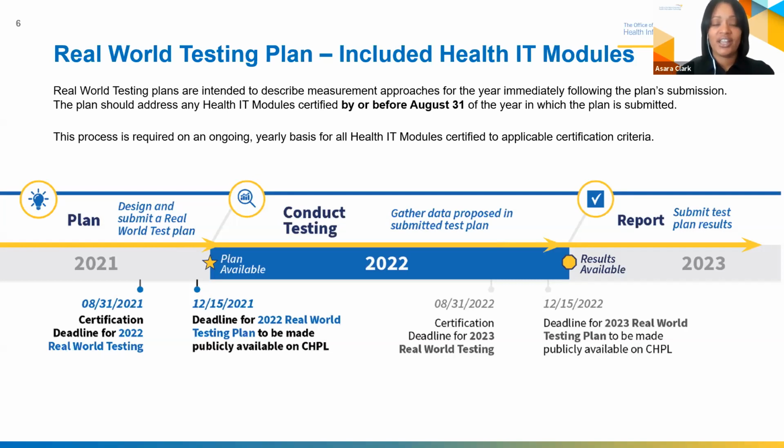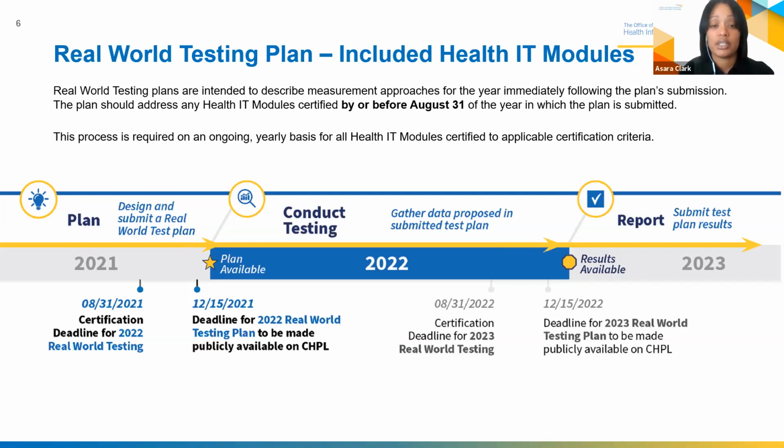If you haven't already done so, you should be working with your ACB. You should know what their deadline is, so that you can submit your real world testing plan so that by December 15th of this year, your real world testing plan will be made publicly available on Chapel. Now, when we get into 2022, everything you put in that plan that you submit to your ACB, you're going to go out and actually implement it, all right?